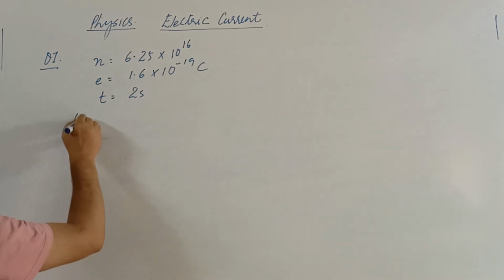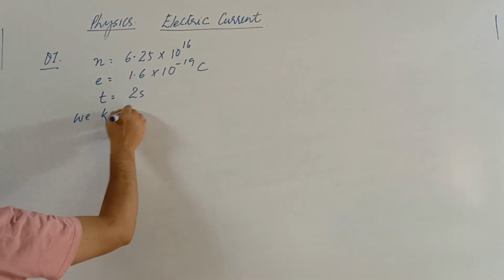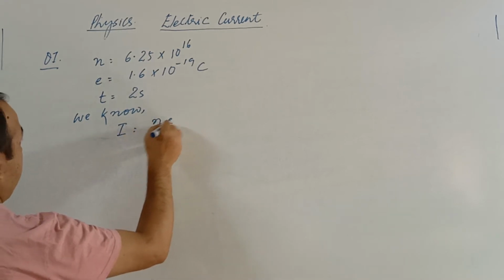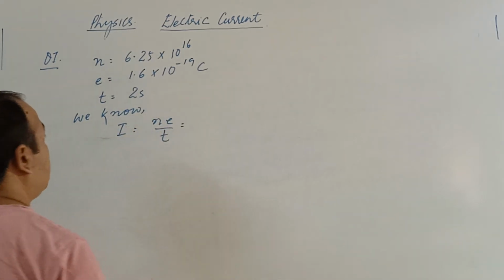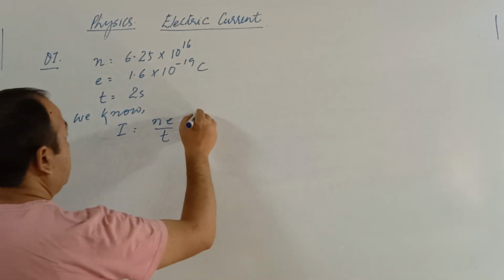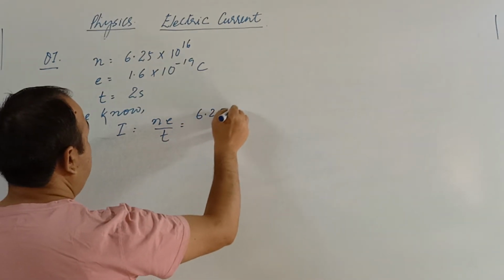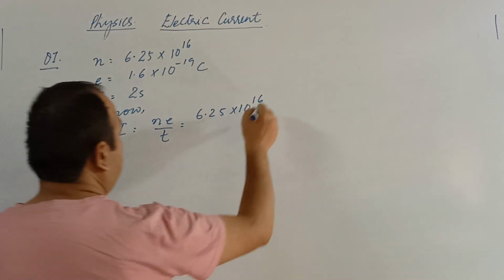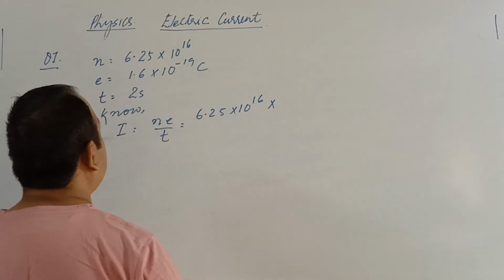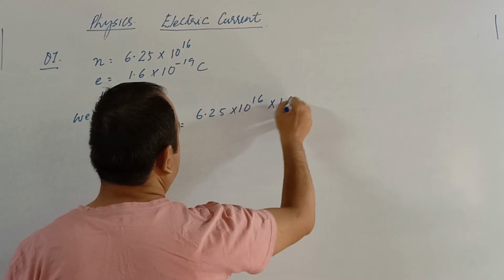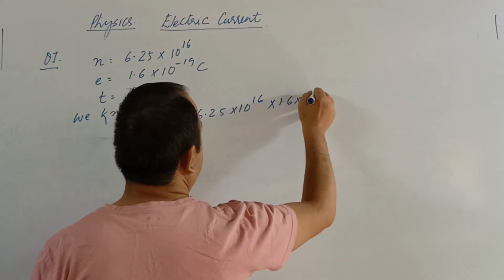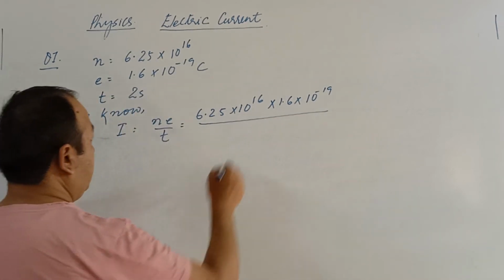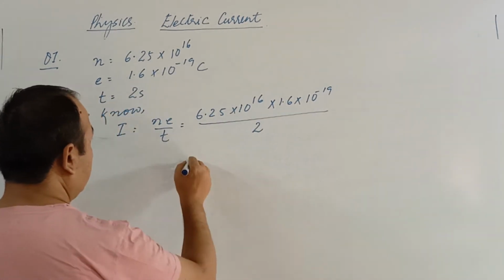So we know electric current, that is I is equal to NE upon T. Which is equal to the value of N is 6.25 into 10 power 16, then the charge associated with each electron is 1.6 into 10 power minus 19, and the whole divided by the value of time, 2 seconds, so I'll write here 2.